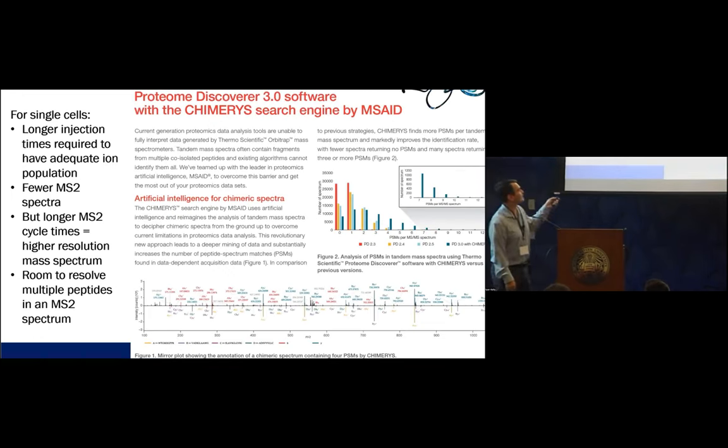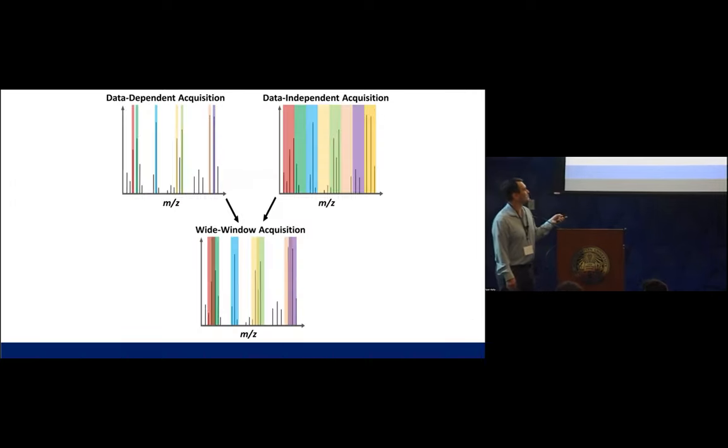And right at this time, Thermo partnered up with MSAID and developed the Chimera search engine that is really built to identify multiple proteins or fragment ions from multiple precursors in a single MS2 spectrum. So you can think of this wide window acquisition as doing data dependent acquisition with data independent acquisition sized isolation windows, right?